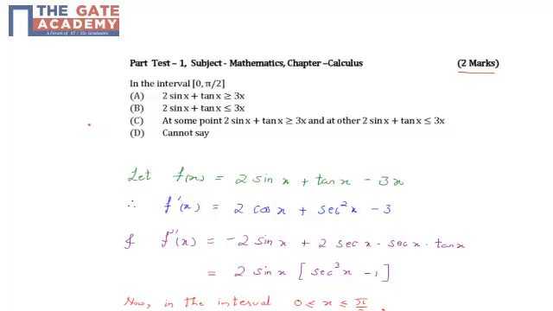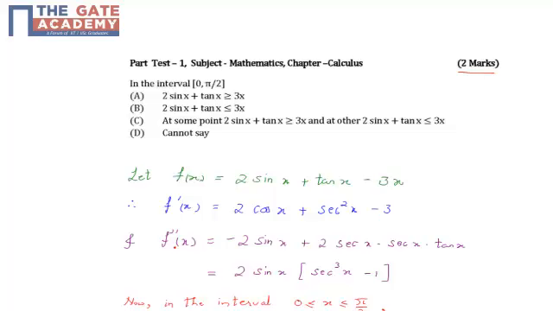So let us solve the problem. Let us consider f of x equal to 2 sin x plus tan x minus 3x. First of all, we will compute the first derivative of it, that is f dash of x, which would be equal to 2 cos x plus sec square x minus 3.